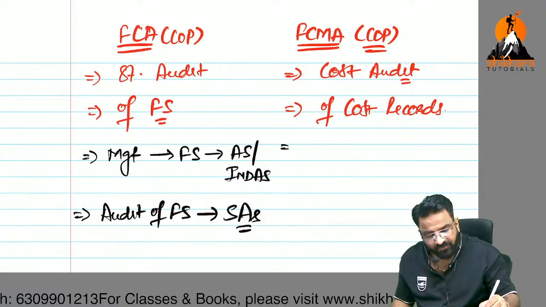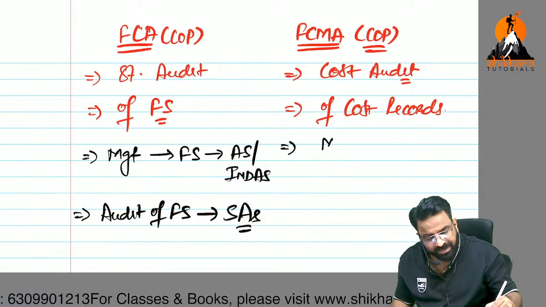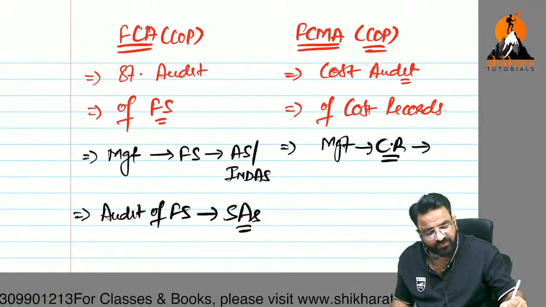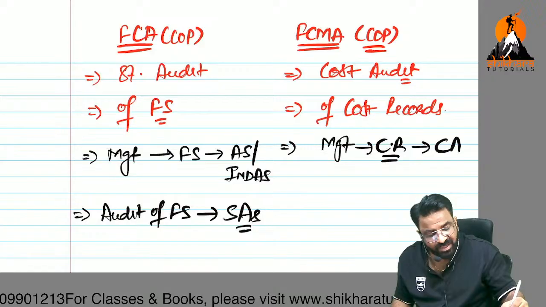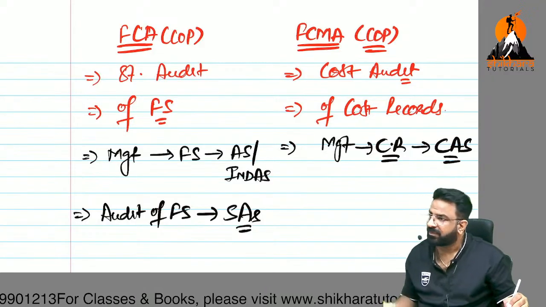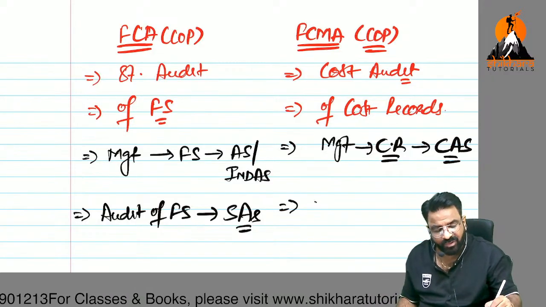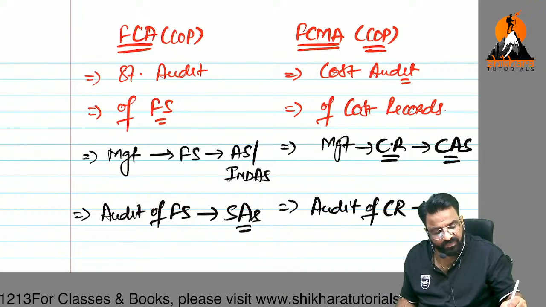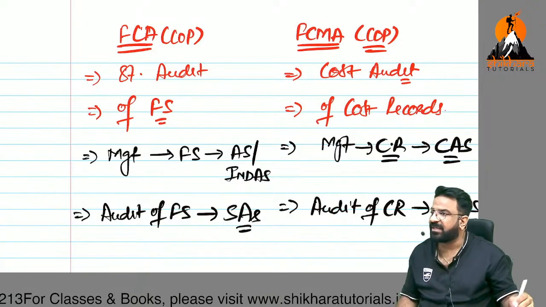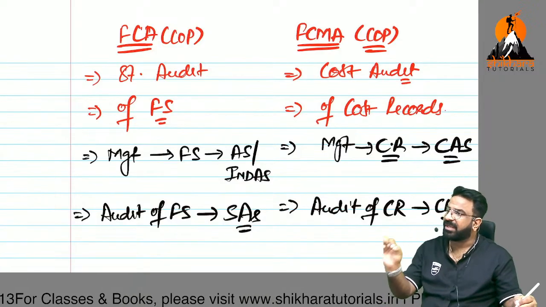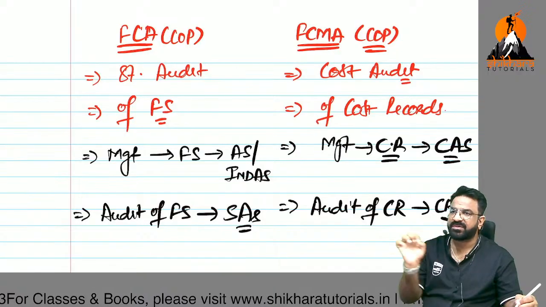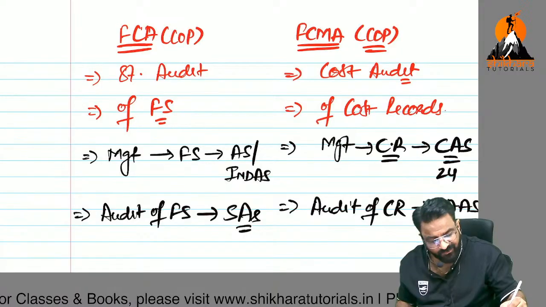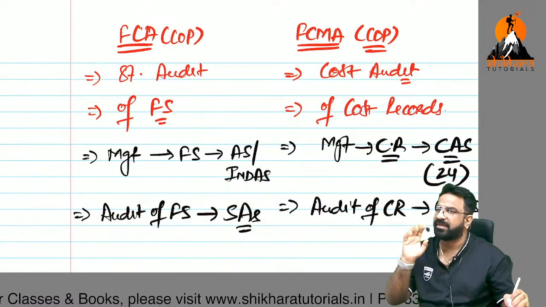Same thing, when the management prepares cost records, they have to follow cost accounting standards. But we are doing an audit of cost records, so we will follow CAAS. What is CAAS? Cost Auditing and Assurance Standards. So remember one thing, there are 24 cost accounting standards.